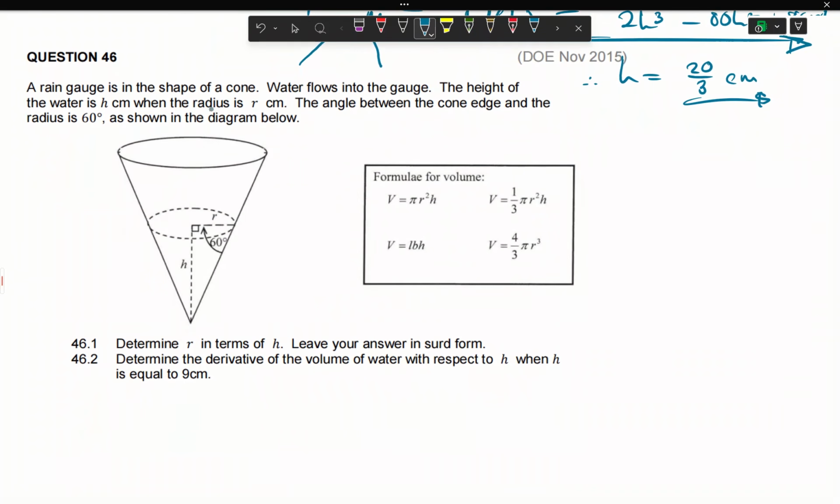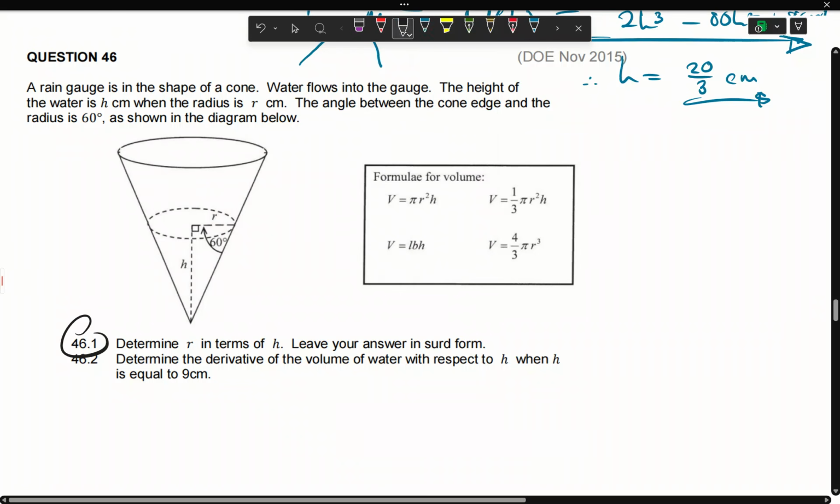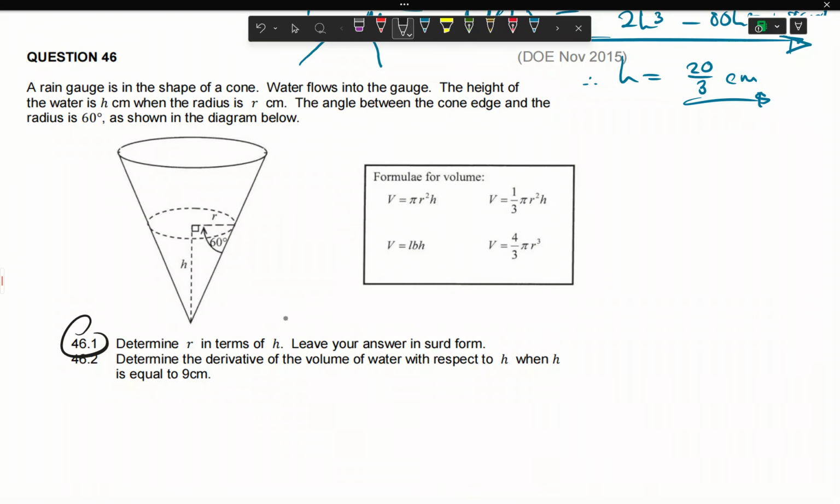So now let's take a look at the next question. A rain gauge is in the shape of a cone. Water flows into the gauge. The height of the water is h centimeters. When the radius is r centimeters, the angle between the cone and the radius is 60 degrees, as shown in the diagram below. The first question says that we have to determine r in terms of h and leave our answer in surd form. Okay, that's not a problem.